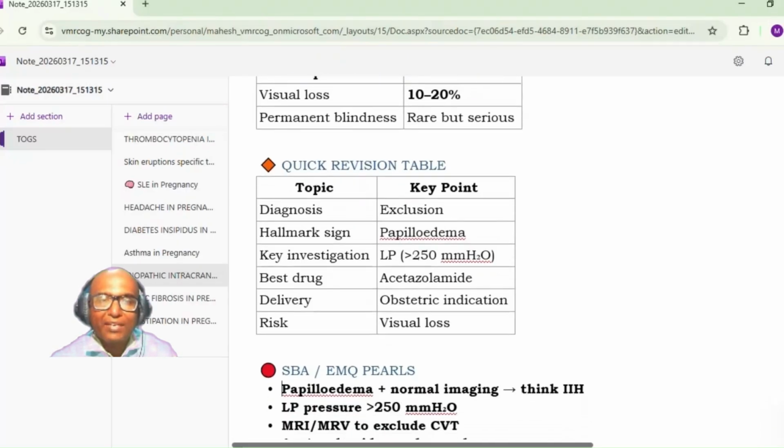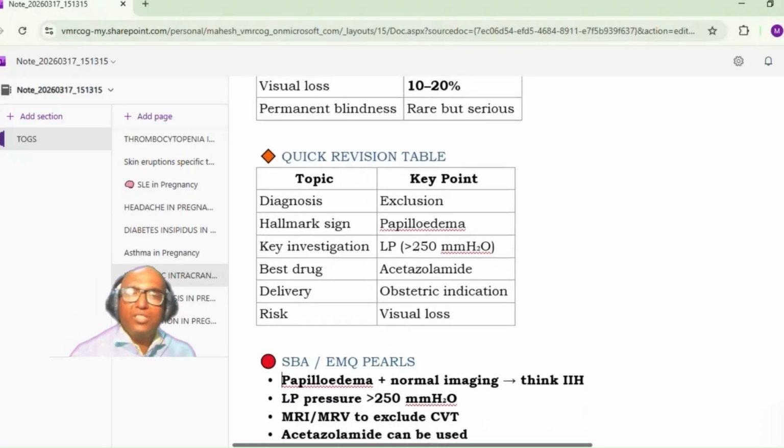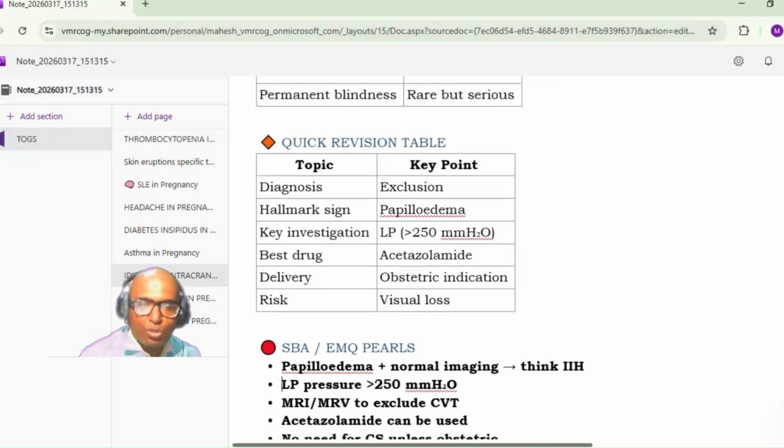Then this is the quick revision table. This is a diagnosis by exclusion. Hallmark sign is papilloedema. Key investigation is a lumbar puncture showing more than 250 millimeters of water as the pressure for the intracranial pressure. Best drug is acetazolamide. Delivery by obstetric indication. Risk is very rare, but there can be visual loss also.